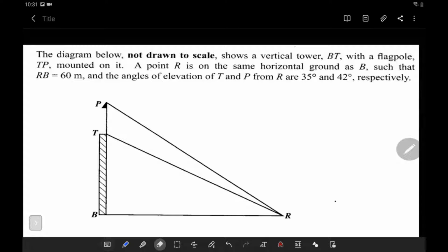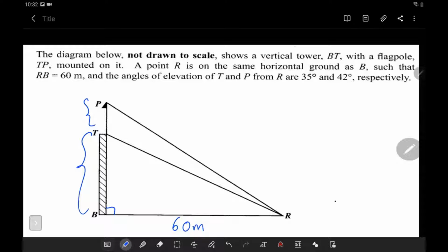limit. So this here is your vertical BT, and this is your flagpole here, PT or TP. A point R is on the same horizontal ground as B. So since this is vertical and this is horizontal, they make a 90-degree angle with each other. So that may be wise to put in immediately, such that RB is 60 meters. So this here will be 60 meters.